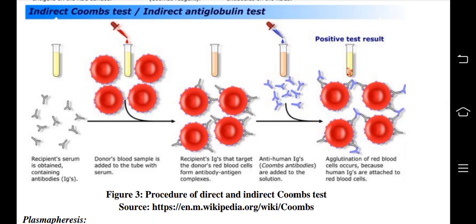Then the indirect Coombs test, or indirect anti-globulin test. Recipient serum containing antibodies is obtained. Donor's blood sample is added to the tube with serum. Recipient IGs that target the donor's red blood cells form antibody-antigen complexes. Anti-human IGs, Coombs antibodies, are added to the solution. Agglutination of red blood cells occurs because human IGs are attached to the red blood cells.